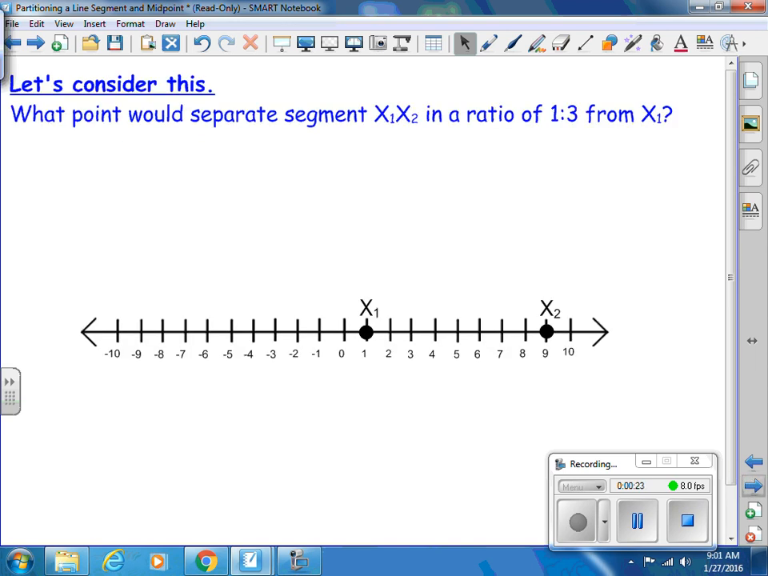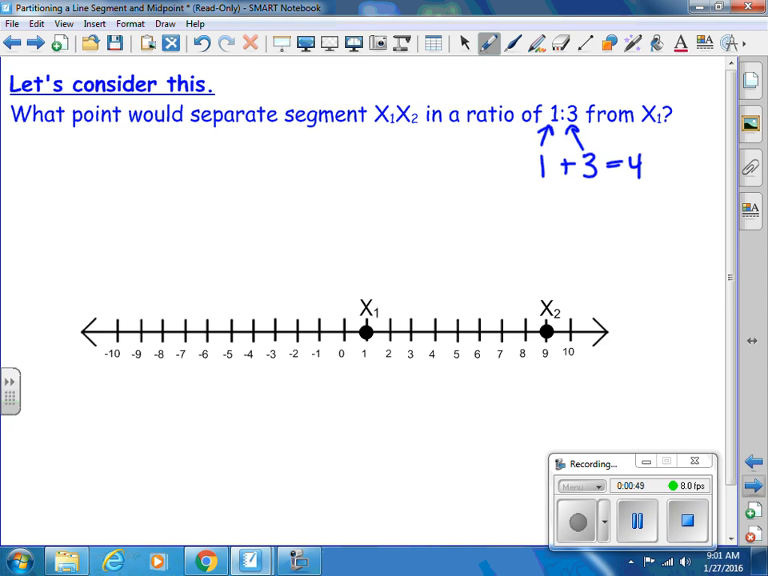So, what point would separate x sub 1 and x sub 2 in a ratio of 1 to 3 from the first point, x sub 1? Well, first of all, we're talking about equal parts here. So 1 to 3, how many total parts are there going to be? We're going to add 1 plus 3. We're going to divide this whole length into 4 equal parts.